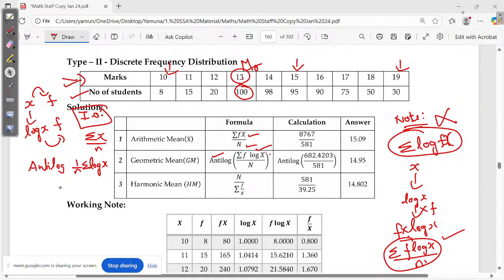Then for harmonic mean, what's the formula? Under individual observation, we have n divided by summation 1 by x. The same concept. For x, you take 1 by x, then multiply by f. So you get capital N divided by summation f by x. So what are you doing here? For x, you take 1 by x. How many times does x appear? f number of times, which means 1 by x also appears f number of times.